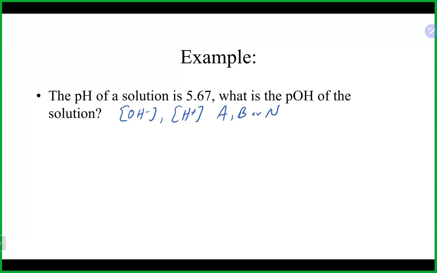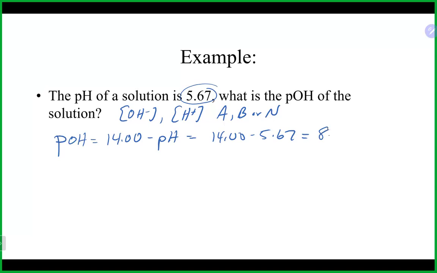Okay, so here we do have the pH. So obviously very easily we could get the pOH. We're just going to take 14 minus our pH value, which gives us 14 minus 5.67. And looks like here, 8.33.